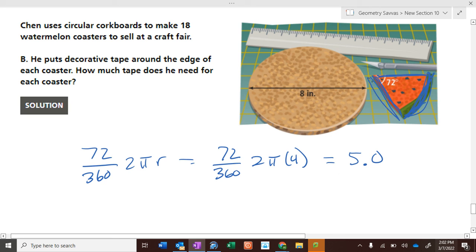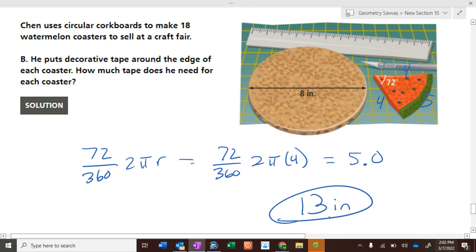Okay. What's the length of each of these edges going to be? 4. Because it's a radius. Each of those edges are the radius of the circle. Okay. So this would be 4, this would be 4, this would be 5. So the total would be 13. He needs 13 inches of decorative tape for each coaster.